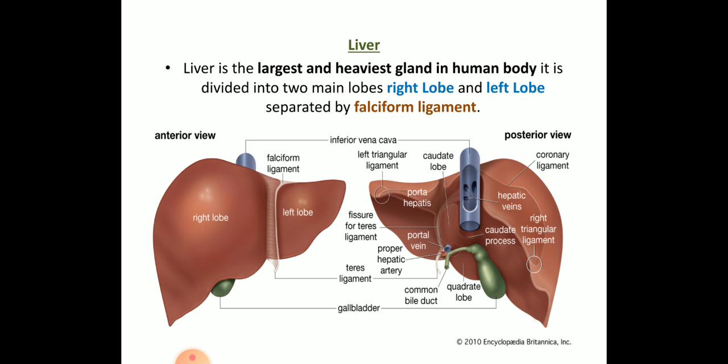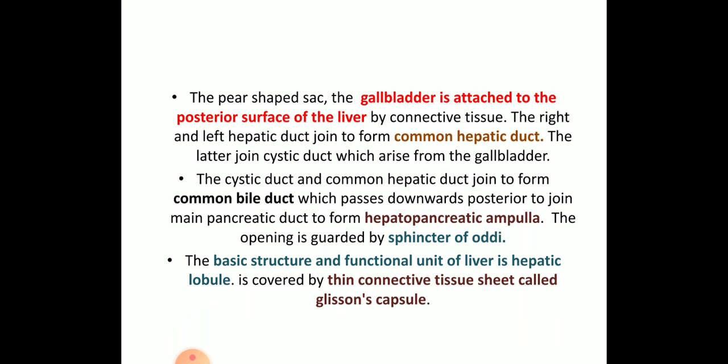Next, moving to a very large organ, that is the liver. The liver is the largest and heaviest gland of the human body, and it is divided into 2 lobes by the falciform ligament, which separates the liver into the right lobe and the left lobe. The gallbladder, a sac-like structure, is attached, and it has a common hepatic duct, which later passes into the common bile duct where the bile is secreted, and the main pancreatic duct from the hepatopancreatic ampulla opens there, guarded by the sphincter of Oddi.